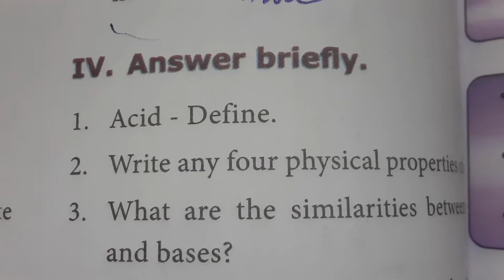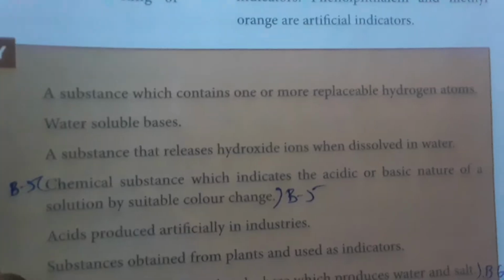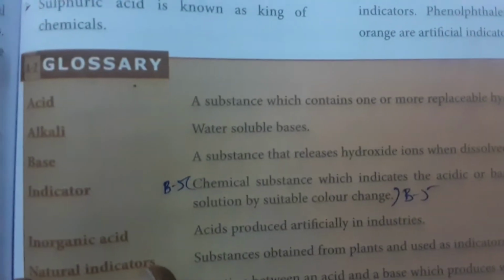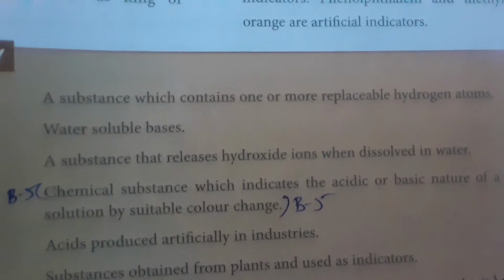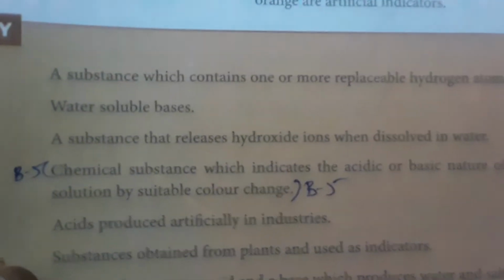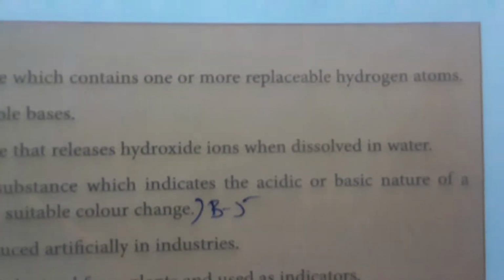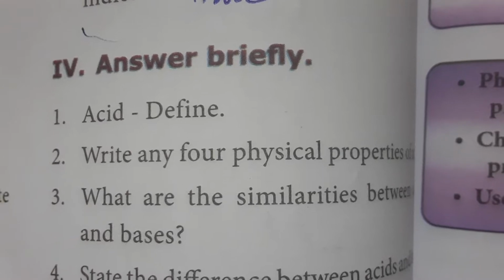So first, answer in briefly, define acid. A substance which contains one or more replaceable hydrogen atoms. That is the answer. Next question, answer in briefly.